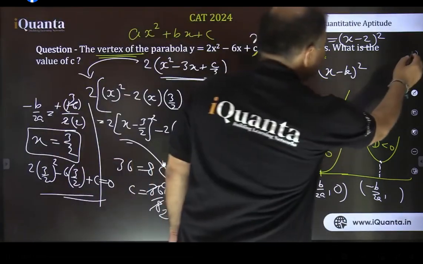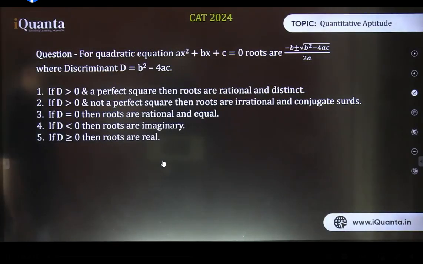Okay, let's move further now. There are many more things to cover. Don't worry. All these things we have already discussed, so let's have a recapitulation of all these things.